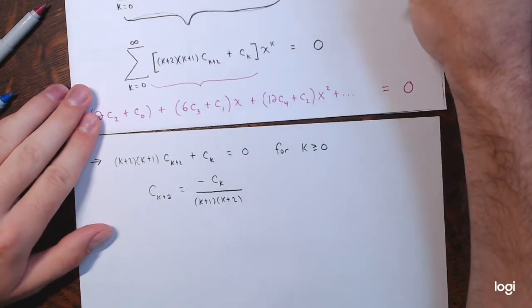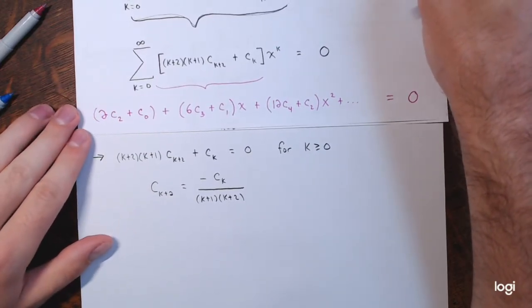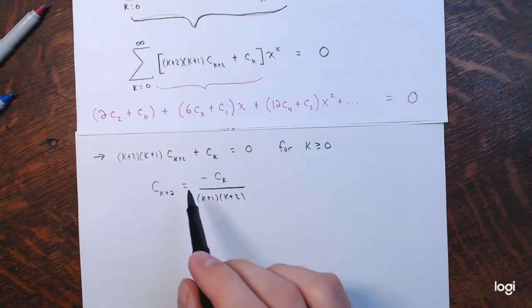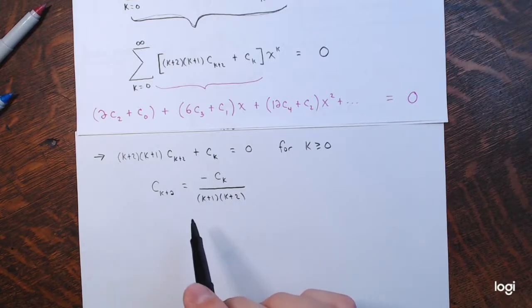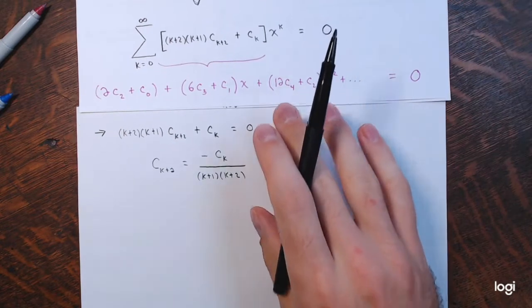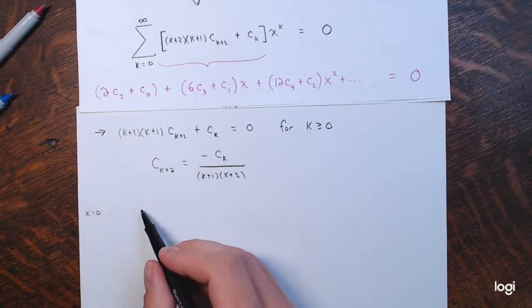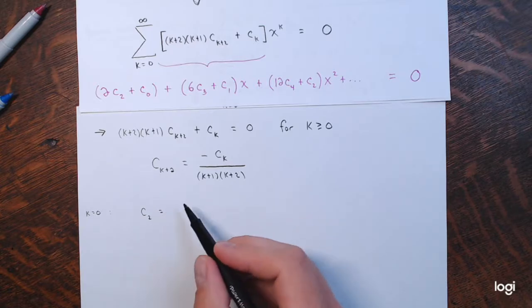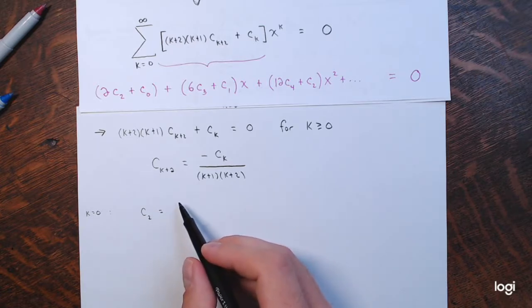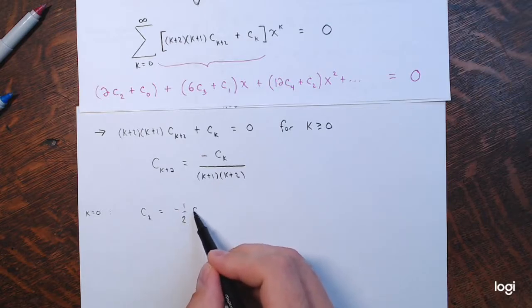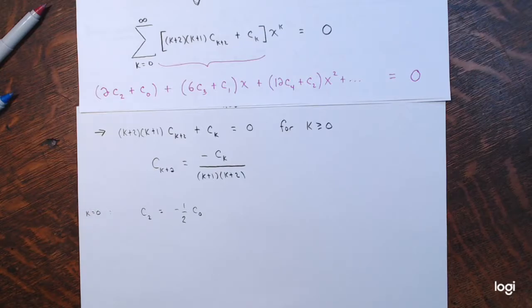Alright, and then, again, if you saw my video on finding a power series solution for a first order equation, I'm going to start going through a bunch of these until we start seeing a pattern forming. So starting with k equals 0, we'd have c2 equals basically just negative 1/2 times c sub 0. It's replacing k with 0.